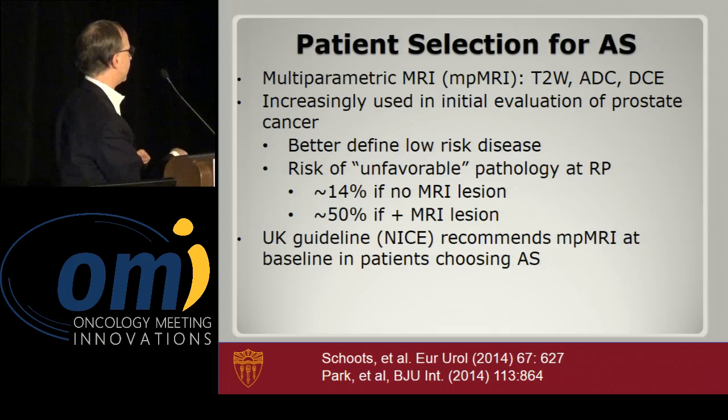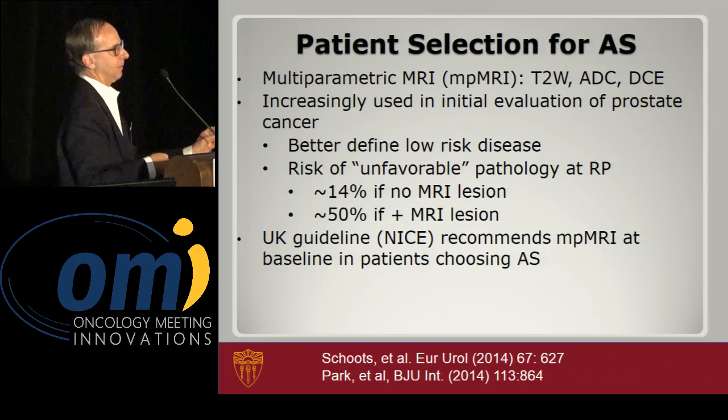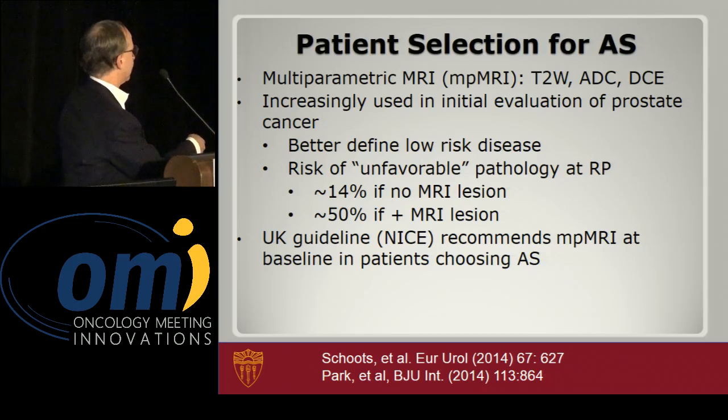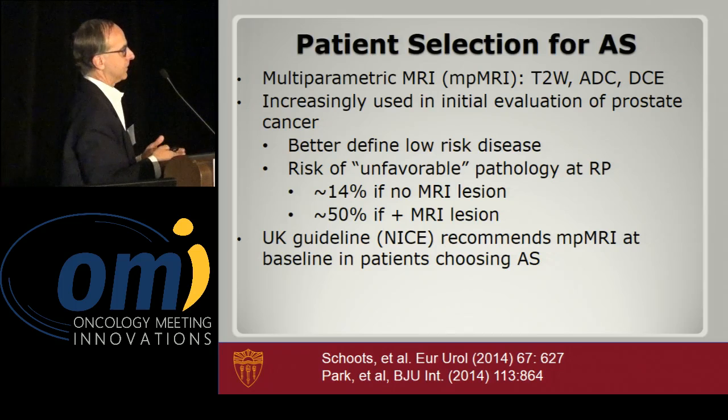It can better define low-risk disease. So one study looked at this, patients that were otherwise maybe candidates for surveillance, low risk prostate cancer. If you could see a lesion on the MRI, they were more likely to have, quote, clinically significant low volume disease or low risk disease at surgery versus no MRI lesion.